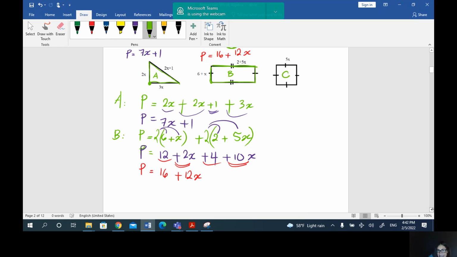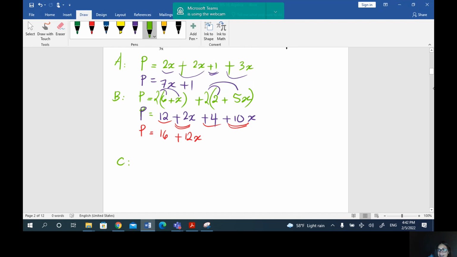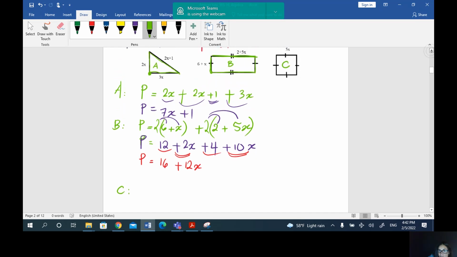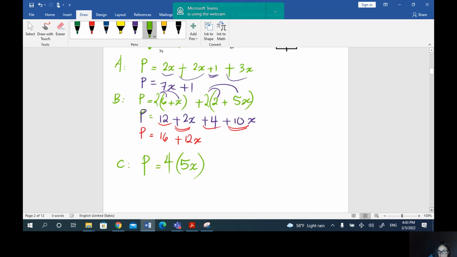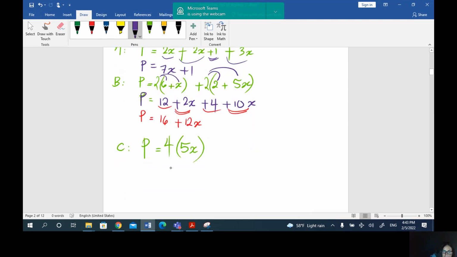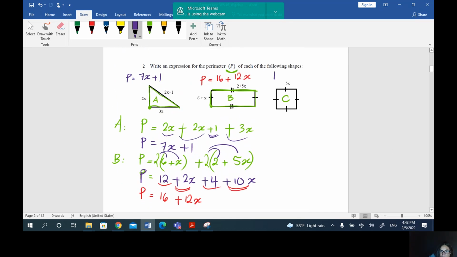At last, let's call this C, and it's a square. So at C, all sides are equal. We start with P is equal to. The length of one side is 5x, and we have 4 pieces of this, so we're going to multiply it by 4. 4 times 5 is 20x, and this is the perimeter for this square, 20x.